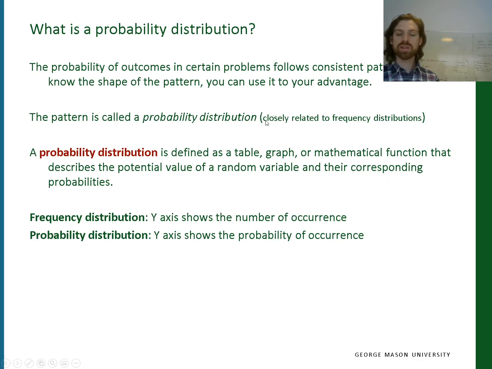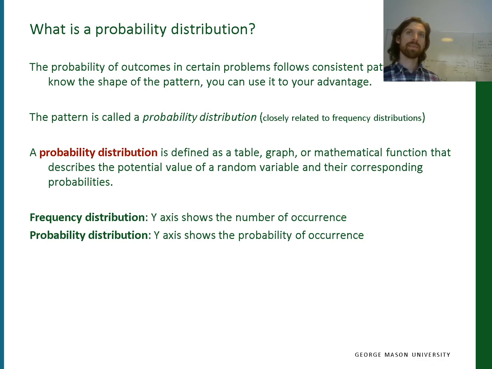And what's important is that the probability distribution, which sounds really scary, is actually very similar to work that we've already done. It's very similar to the frequency distribution. You'll remember in the frequency distribution, the y-axis shows the number of occurrences. In the first, second, and third lectures, we were focusing on frequency distributions. Now what I want to do is think about what would happen if we change the y-axis of that frequency distribution so that it's the probability of occurrence.